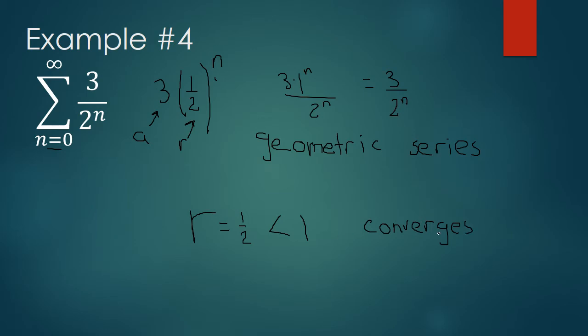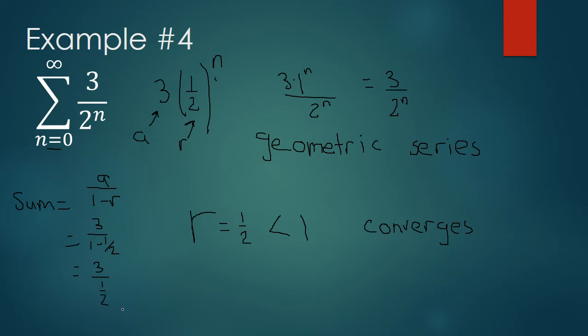Okay. Now we're going to find the sum of the geometric series. So we're going to look at our sum formula, and our sum formula is A over 1 minus R. So now I'm going to plug in A, which is 3, divided by 1 minus 1/2. So that'll be 3 divided by 1/2.